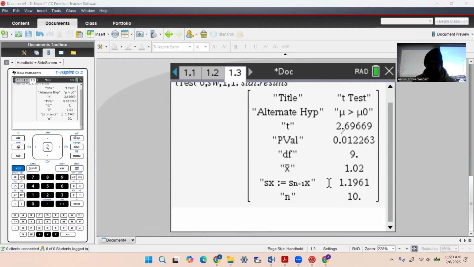So in my step 3, I should write out my t-value. I should write out my degrees of freedom. Probably should write out my x-bar and my standard deviation. And definitely my p-value. My p-value is 0.012. So I have about a 1.2% chance.